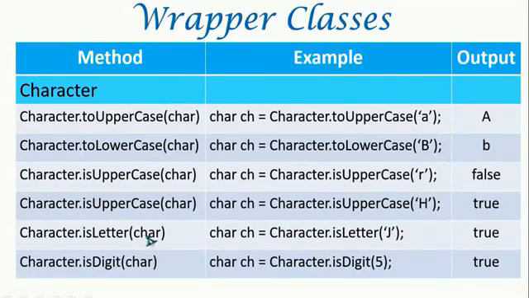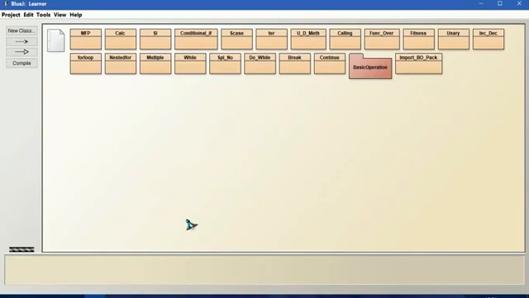Same like that, whether it is a letter or digit also we can get. Character.isLetter, that means it will give whether it is true or false. So j I have given, which is true. And then if I give a digit, then 5 is a digit, so again it says true. Let us have an example program.